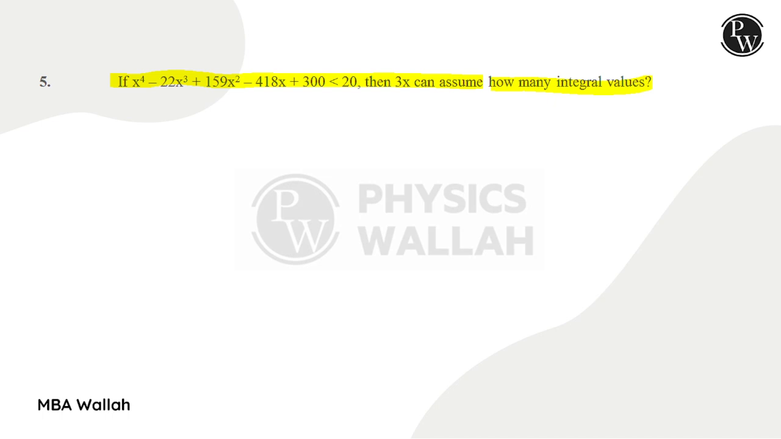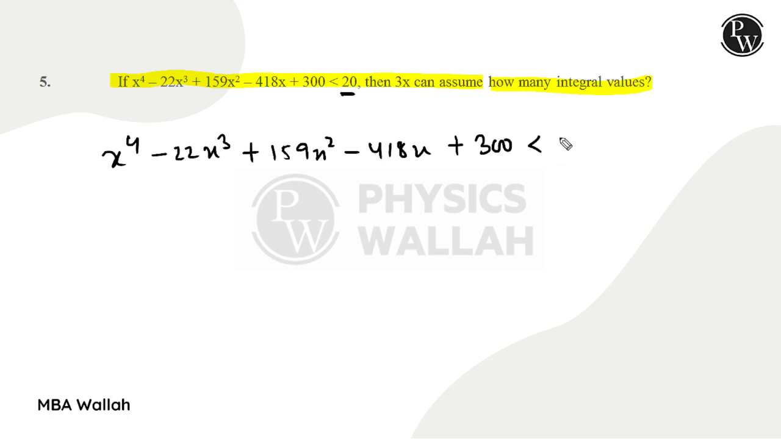In this question we are told that if x to the power 4 minus 22x cube plus 159x square minus 418x plus 300 is less than 20, then 3x can assume how many integral values. First thing first, we'll write this equation down. So x to the power 4 minus 22x cube plus 159x square minus 418x plus 300 less than 20.